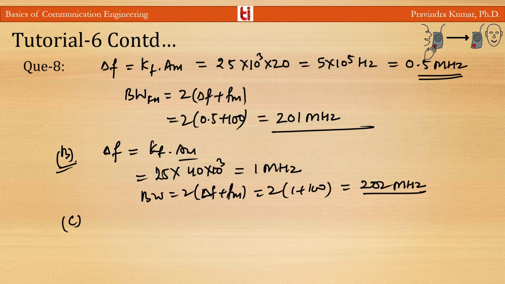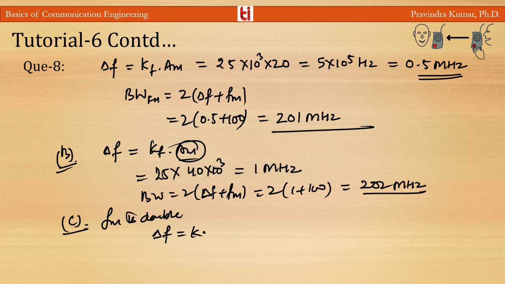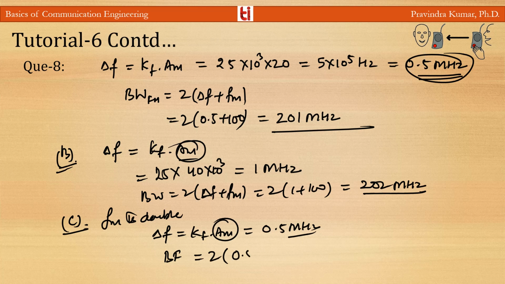And the third case, fm is doubled. Here delta F is 0.5 megahertz as in the previous case, because this depends on Am. Now the bandwidth in this case is 2 into 0.5 plus fm. Now fm is doubled, 100 to 200. So this is 401 megahertz.